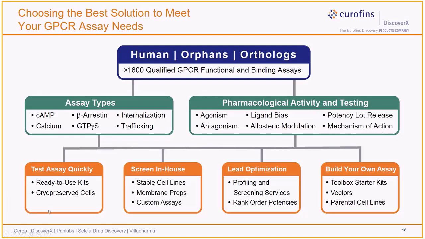Solutions are summarized at the bottom. We can do quick testing using the assay ready kits. These are the Express and bioassay kits that are ready to use, 96-well format and smaller scales. You can screen in-house, for instance, using the stable cell lines and membrane preps, or have us develop the custom assay for you, and we can deliver that in the form of cell lines or assays or cell pools. Let us do the profiling and screening for you through our services. Or you can build your own assays with our toolbox products and vectors and parental cell lines and starter kits.